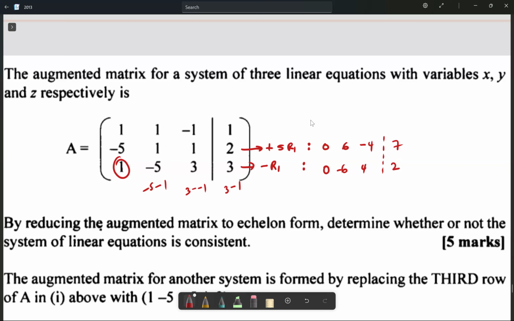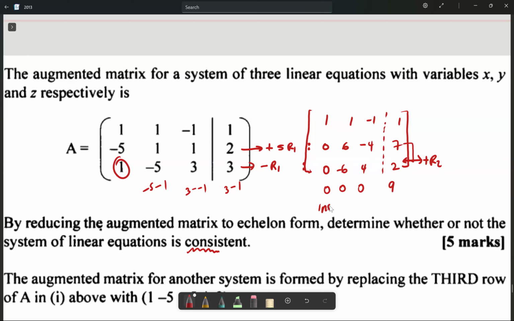Cool? So this is the same matrix: 1, 1, negative 1, 1. Now, to test if it's consistent, we're going to realize that we can cancel this row, right? So row 3 is going to become plus row 2. Then we get 0 plus 0 is 0. 6 plus negative 6 is 0. Negative 4 plus 4 is 0. 7 plus 2 is 9.